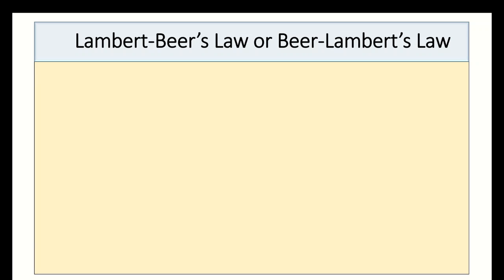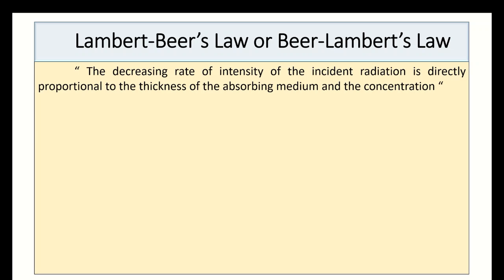Now let us derive the Lambert-Beer's law or Beer-Lambert's law. Now we say that the decreasing rate of intensity of the incident radiation is directly proportional to the thickness of the absorbing medium and the concentration. So when we combine both these laws, we say that the decreasing rate of intensity of the incident radiation is proportional directly to both the thickness of the absorbing medium as well as the concentration.